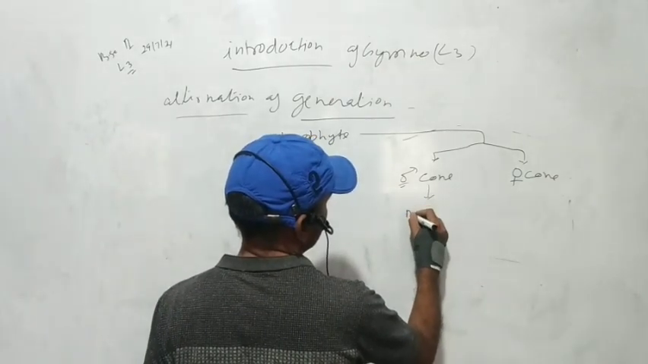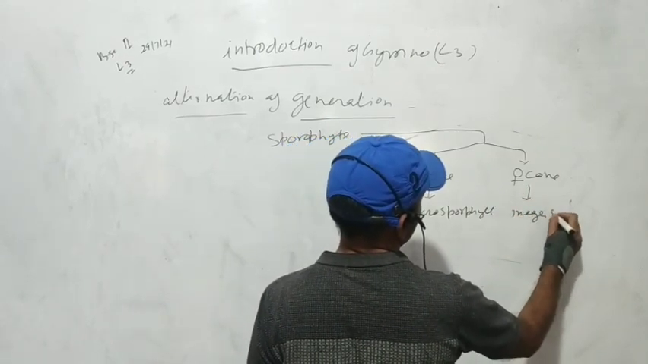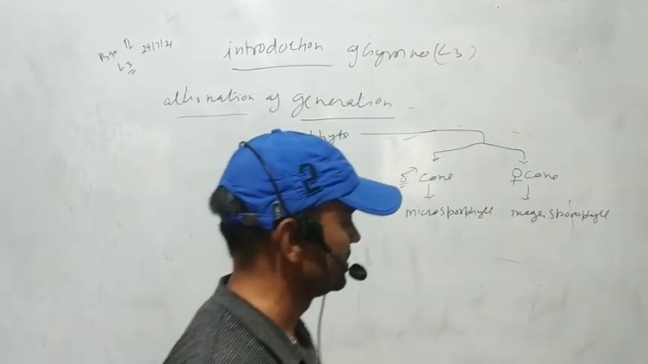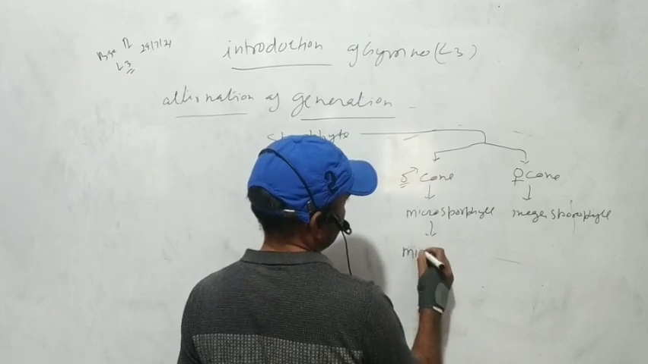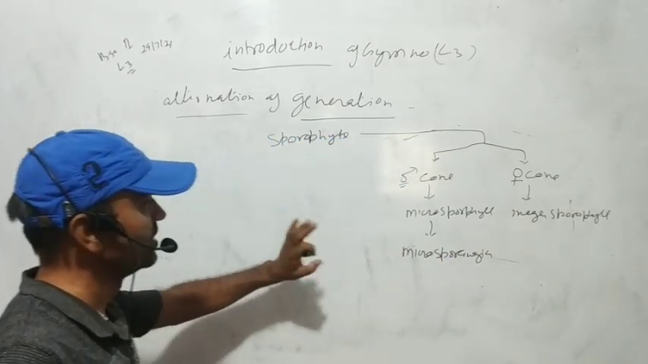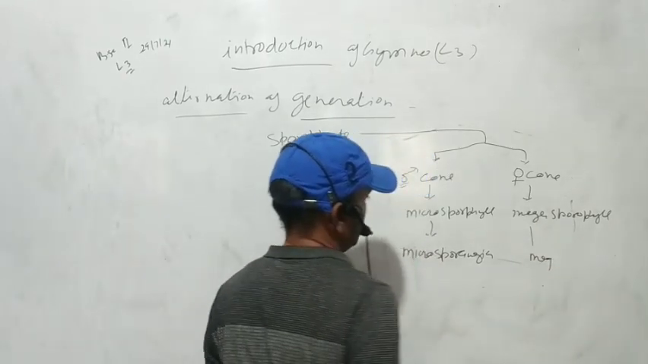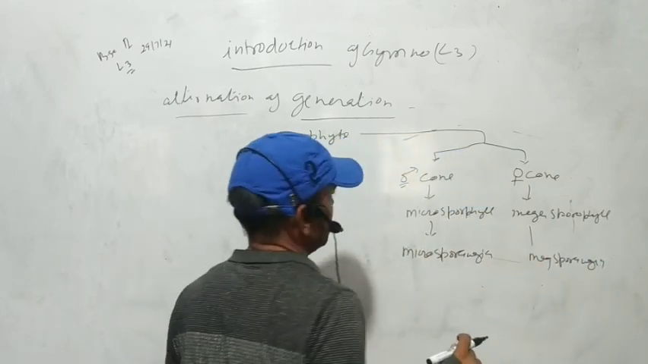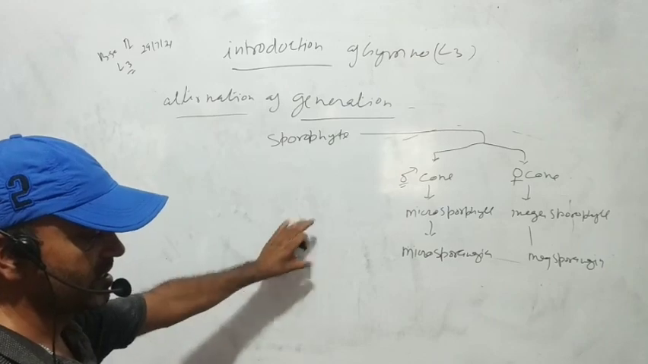Here this is made up of microsporophyll, and these of megasporophyll. Always remember this point. Micro means male and mega means female. Cone sporophyll and microsporangia, in which microspores are born, and here megasporangia. Not in all gymnosperms is megasporangia found, but the common ones are microsporangia and megasporangia.